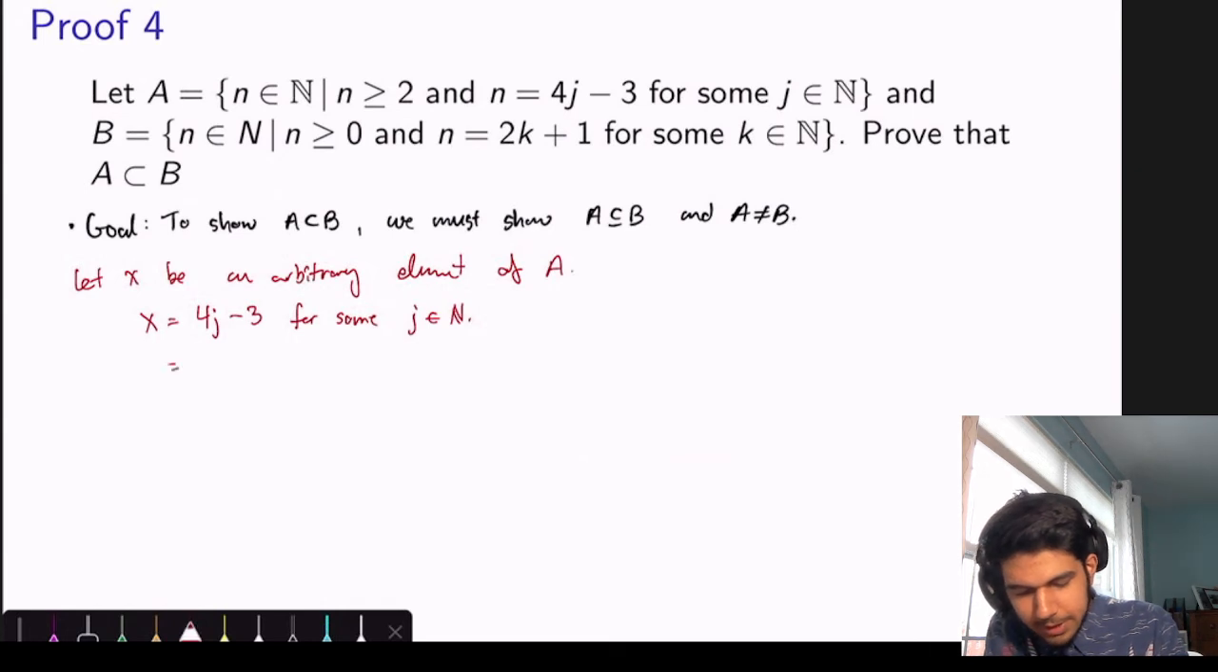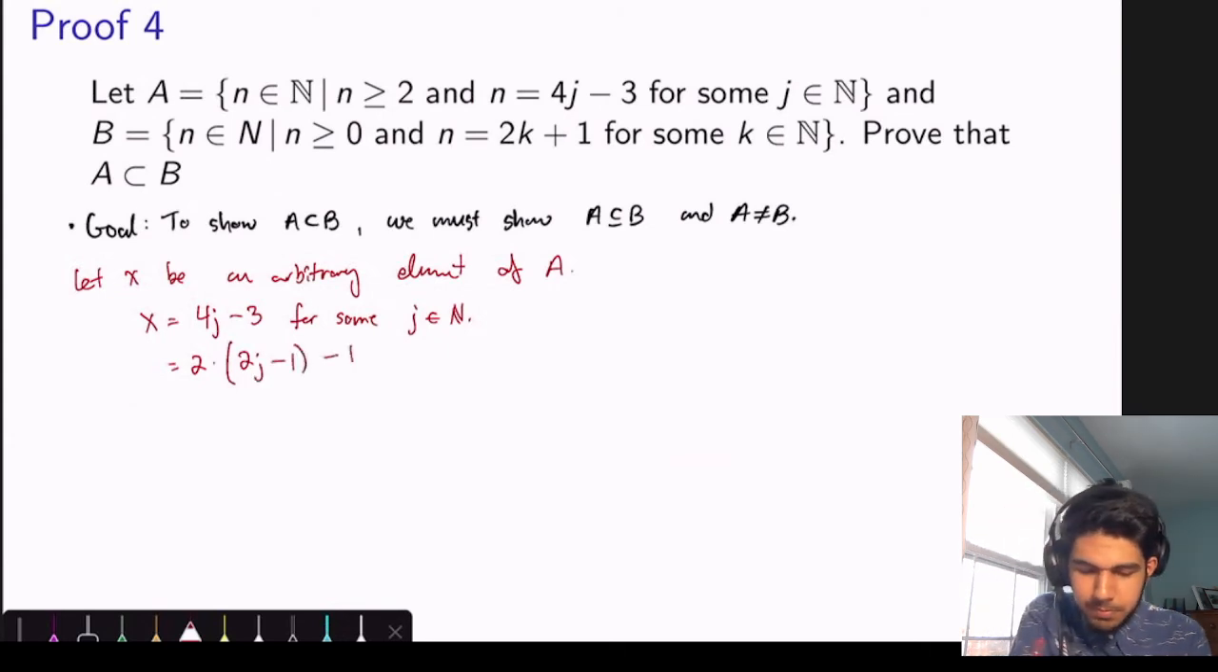Let's see, we can rewrite this as 2 times (2j minus 1) minus 1. Right? That's just sort of factoring out a 2, and then just subtracting 1 again, because this would give us 4j minus 2, and then we subtract 1. So we're almost there. We're kind of close, but we want it to be 2 times something plus 1.